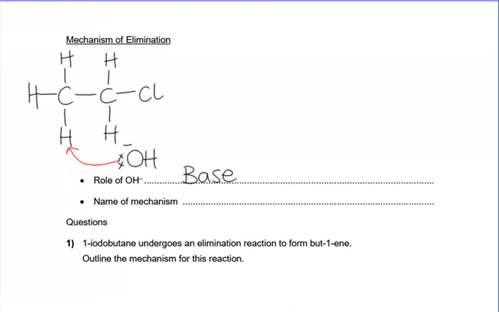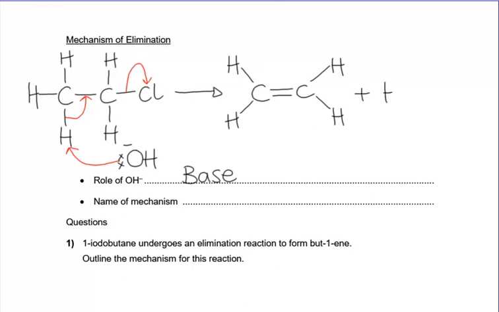The pair of electrons in this carbon-hydrogen bond then are moved and form a new shared pair between the two carbons, and that would become the double bond. And the pair of electrons in this carbon-chlorine bond are moved onto the Cl to form a chloride ion. So we're left with a double bond between the two carbons, having lost the hydrogen and the chlorine. Now the hydrogen went with the hydroxide ion to form water, and the chlorine gained a pair of electrons from the bond to become a chloride ion. The name of this mechanism is elimination.